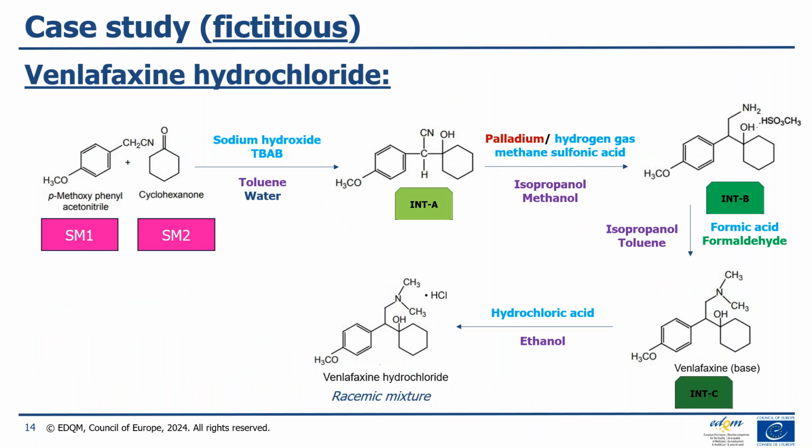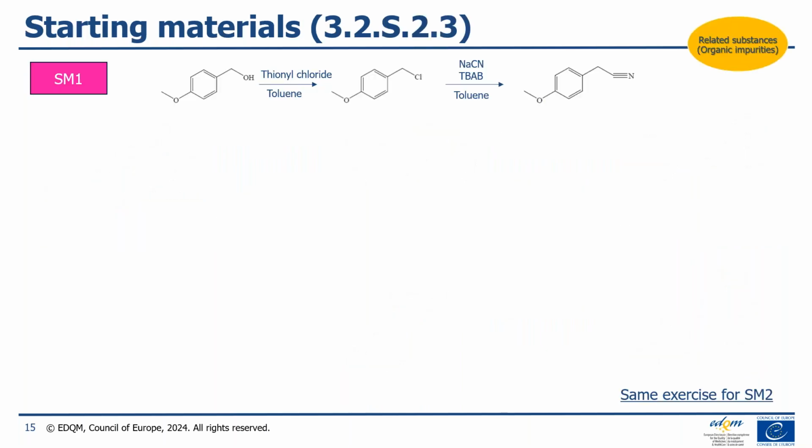So going back to the manufacturing process of venlafaxine, there are two identified starting materials, and as a manufacturer of API, you have to have an understanding also of the impurity profile of the starting material. Next slide, please. So for example, starting material 1 starts from paramethoxybenzyl alcohol that is reacting with thionyl chloride to give the chloride derivative, and substitution with sodium cyanide gives the nitrile derivative. So you have to set a specification for that.